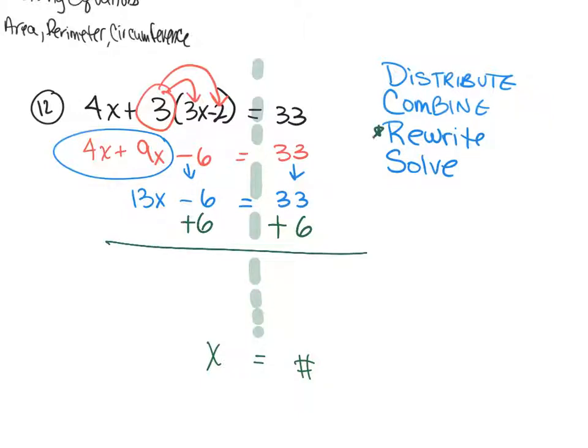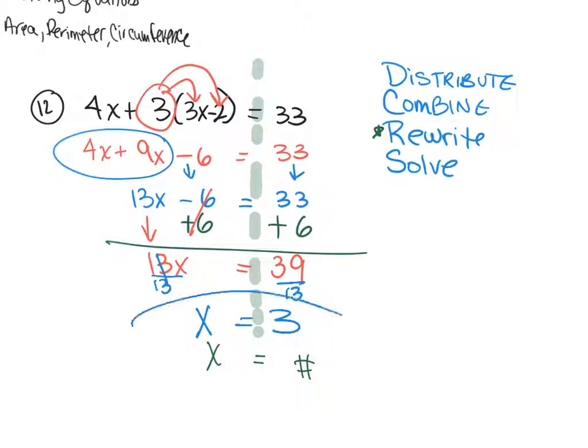You rewrite again. Notice that you always rewrite what doesn't change. So you rewrite the 13x. Those cancel out, which was your whole goal, is to cancel that out. And 33 plus 6 is 39. Now, if 13 is being multiplied to x, how do I get x alone? You divide. So I am going to divide by 13 on both sides. That leaves my x by itself, which is what I wanted. And 39 divided by 13 is 3. X is equal to 3. So if you want steps, think of it as DCRS.